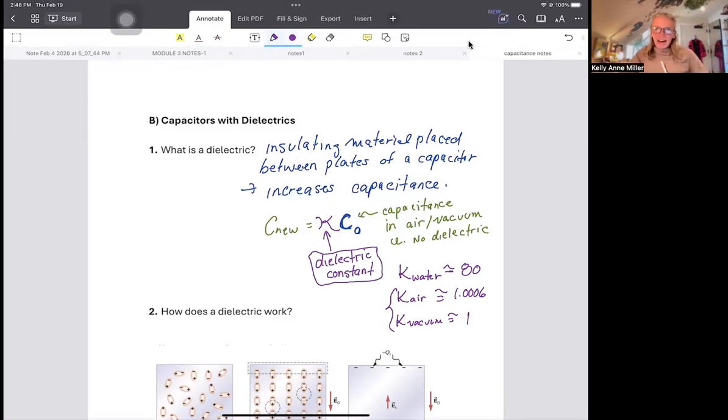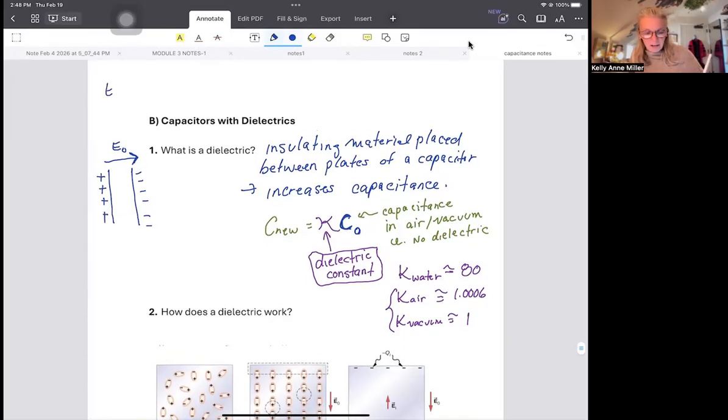Okay, so let's talk about how the dielectric works. So let's say that you have a parallel plate capacitor where you have a positive plate and a negative plate. Okay, and we know from everything that we've learned so far that the electric field is going to be constant and uniform, and it's going to be pointing from the positive plate to the negative plate. Okay, so I'm just going to label that with one arrow at the top here. You'll see why in a second. I'm just going to call that E naught.